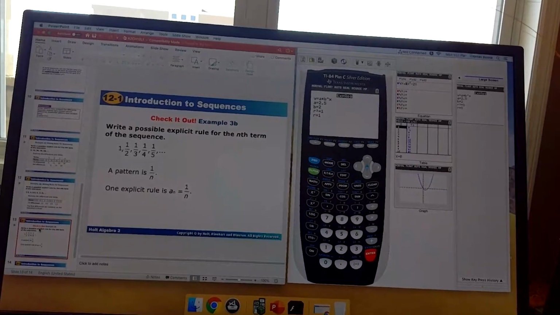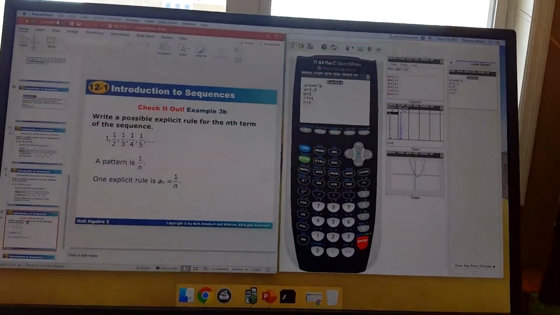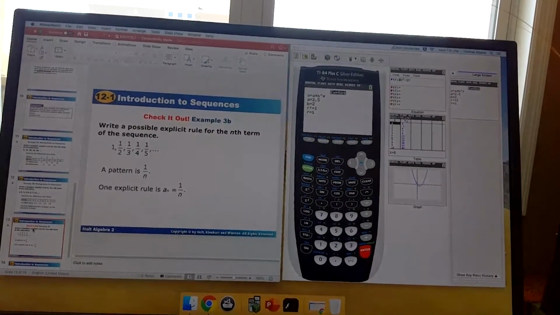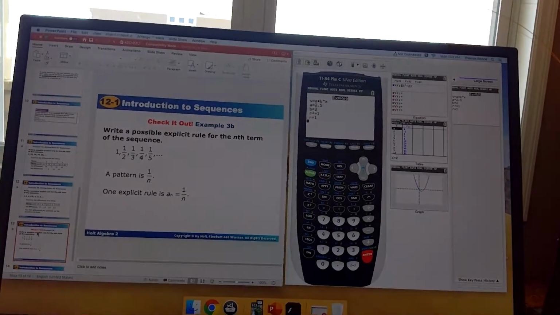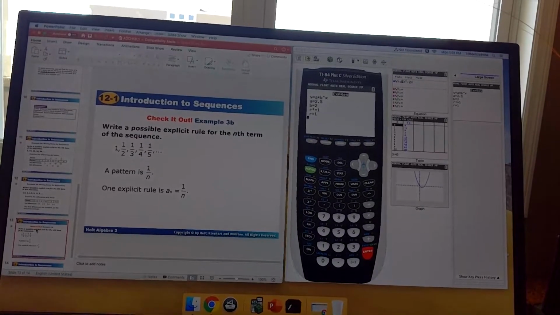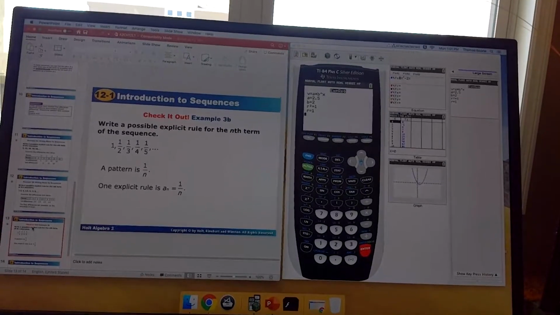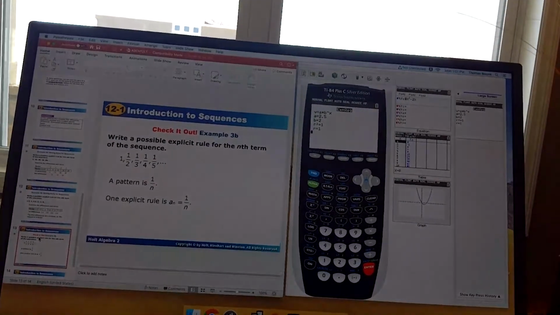Those are some introductions to sequences and series. Make sure you understand the difference between recursive equations. That's where we're starting with a number, putting it in. Whatever we get out, we're putting that back in. And then there's explicit rules where we're putting the term number in for n. That's where we use the table mode of the calculator, and you should be able to get that.